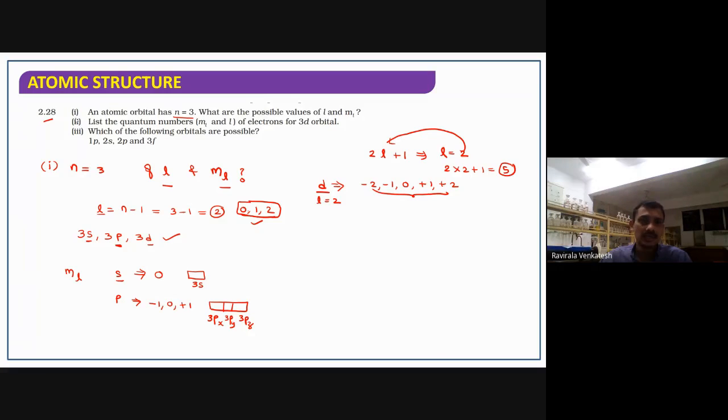In this way, this first problem is a very, very simple problem. The answer for the first one is this. For s orbital, this is the answer. For p orbital, this will be the answer. And for d orbital, this will be the answer. Understood here?